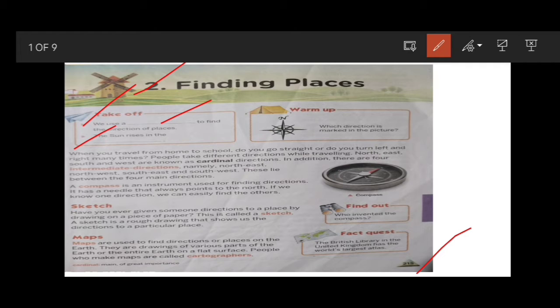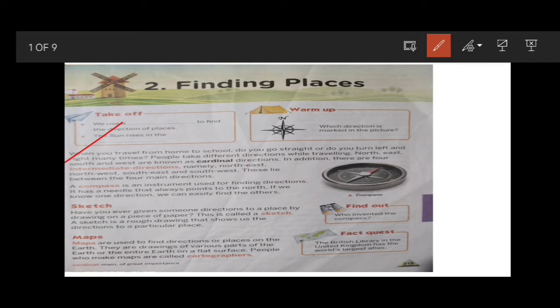The sun rises in the dash. The sun rises in the east, write E-A-S-T in the given blank. Warm up. Which direction is marked in the picture? In this picture, the direction north is marked.